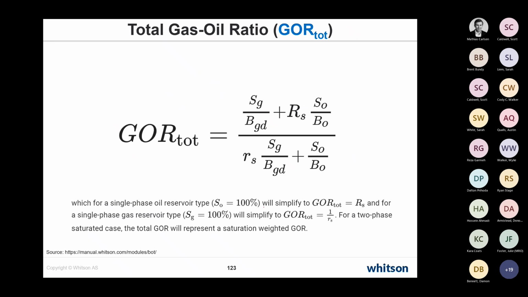Similarly, on the GOR side, the total GOR, once a fluid is an oil fluid, will simplify to RS. And when the fluid is a reservoir gas, it will simplify to 1 over little rs, and little rs is just barrels per million, so this will be scf per barrel if we do the inverse. And for a two-phase saturated case, the total GOR will represent the saturation-weighted GOR.